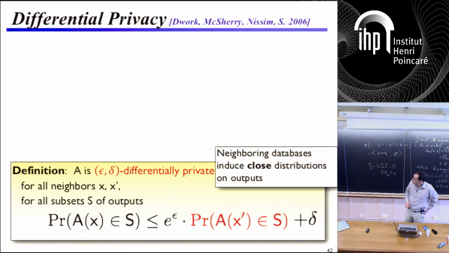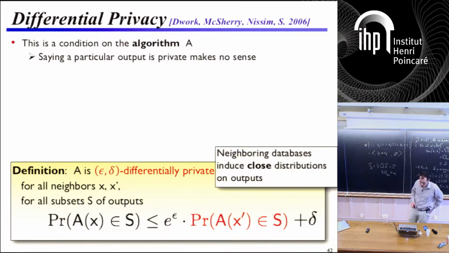Just a few remarks about the definition. First of all, this is a condition on the algorithm A that processes the data. It's not a condition on how much distortion is introduced directly or anything like that. It's not that you can point to a particular output-input pair and say, this is differentially private. You have to understand the process that generates the output from the input.